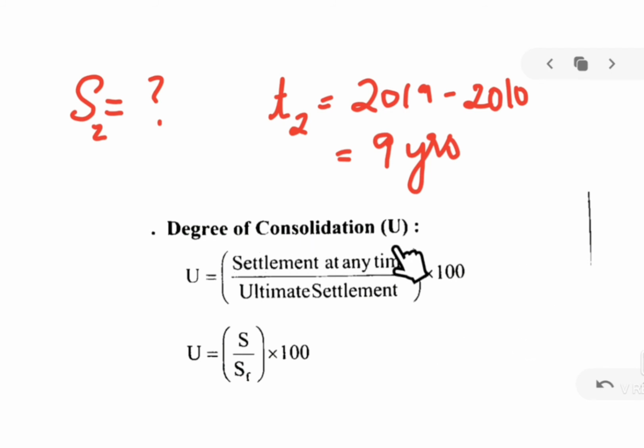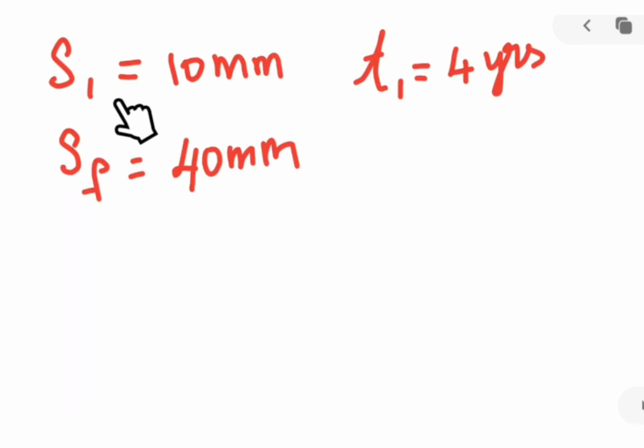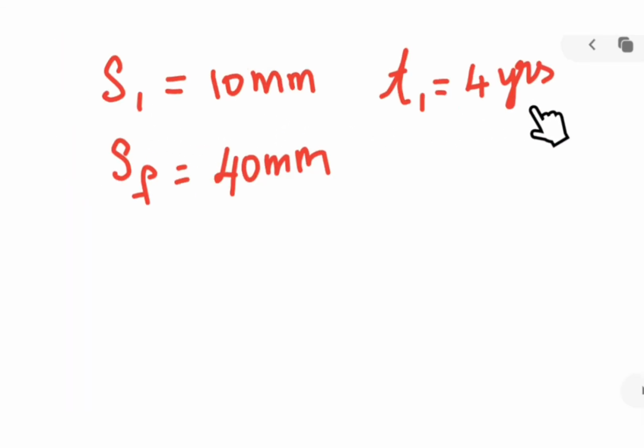Degree of consolidation is represented by the letter U. It is the settlement at any time divided by the ultimate or final settlement. When the degree of consolidation U is less than or equal to 60%, the TV formula will be this, and when U is greater than 60%, the TV formula is the other one. Settlement S1 is 10 mm at 4 years, and final settlement, represented as SF, is 40 mm.